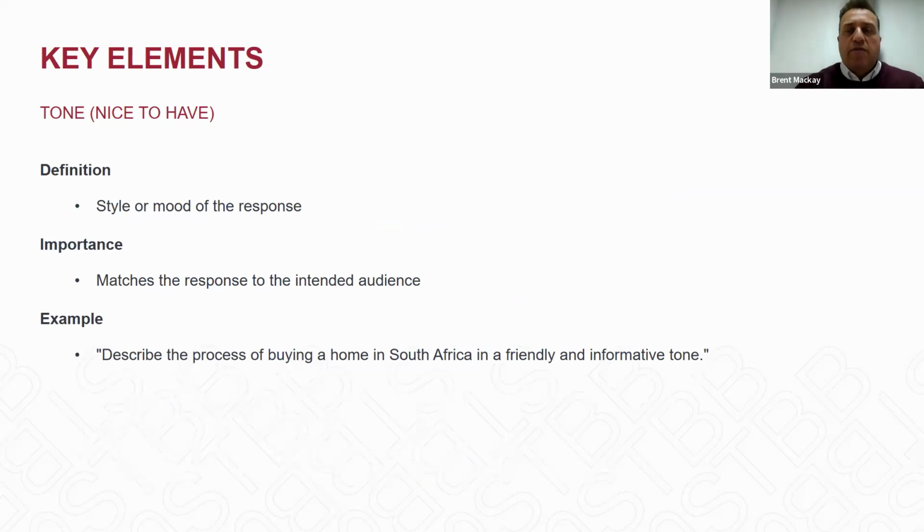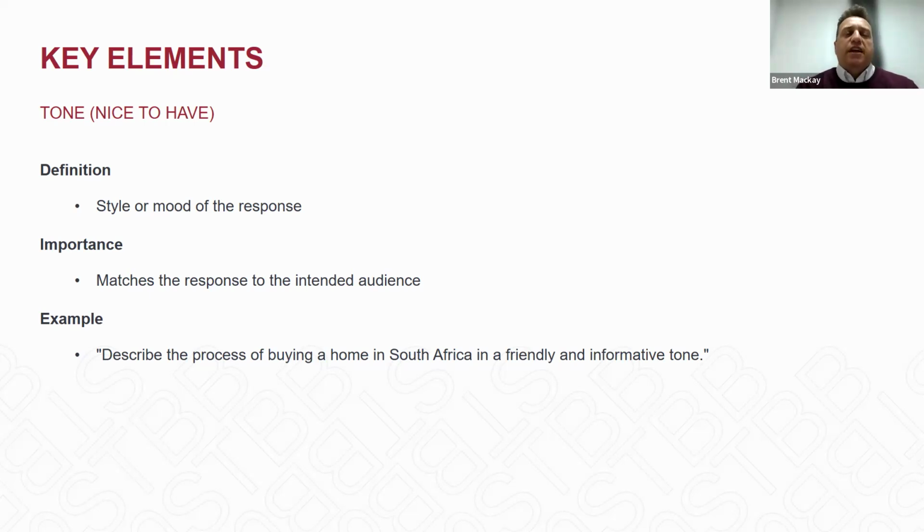Right, now that we've had the format, another nice to have is tone. This is also quite important when asking AI to produce something. You can leave it out. It is a nice to have, but if you put this in, you're going to get out something you can actually just use rather than have to go and edit it all over the show. So this represents the style or mood of the response, and it matches the response to the intended audience.